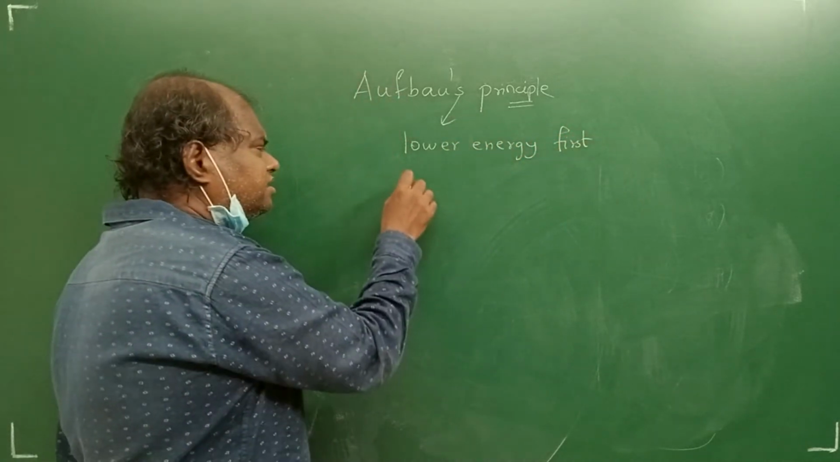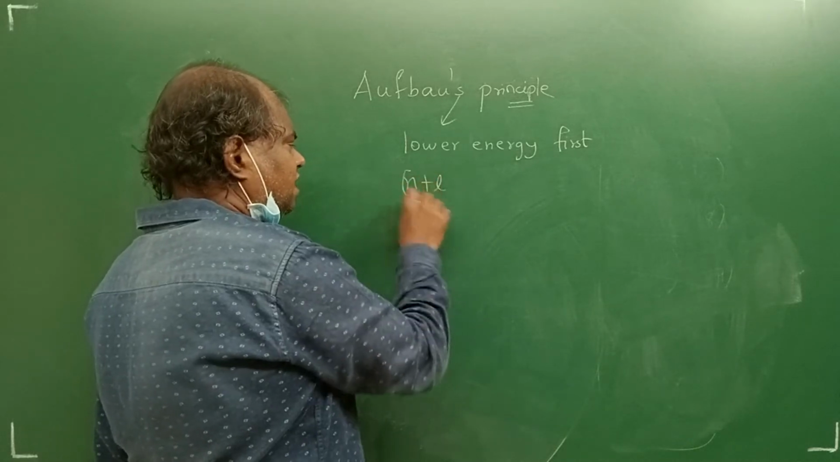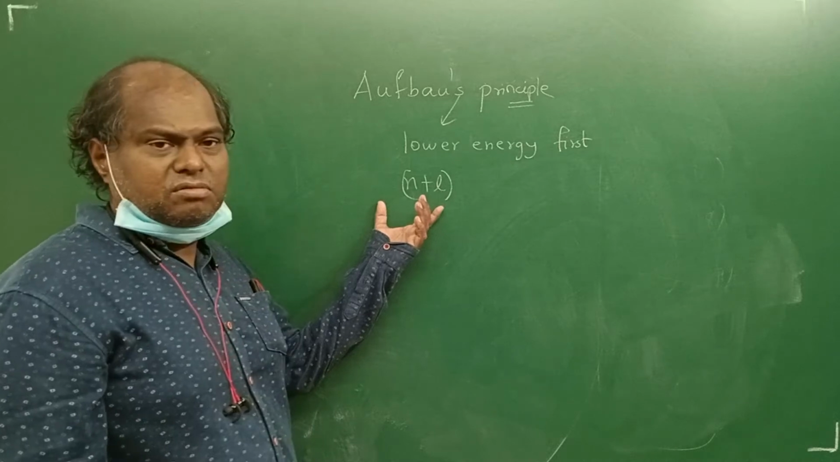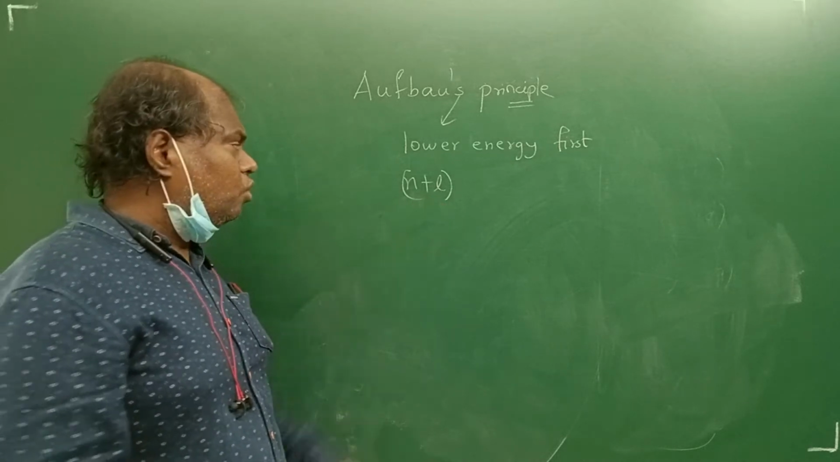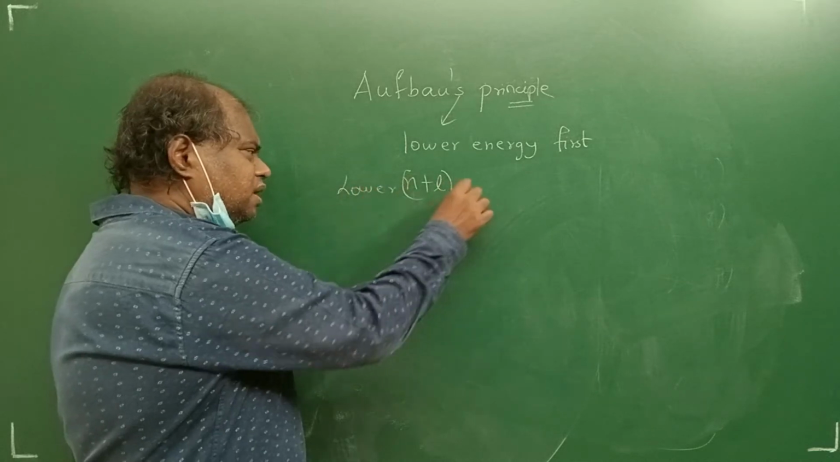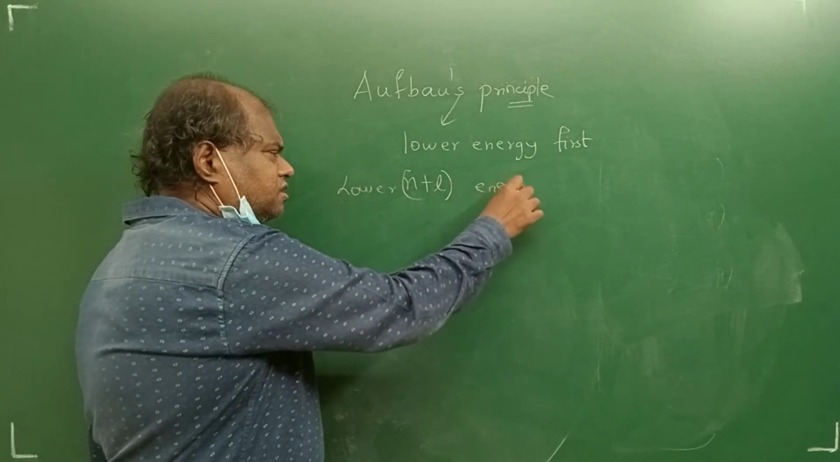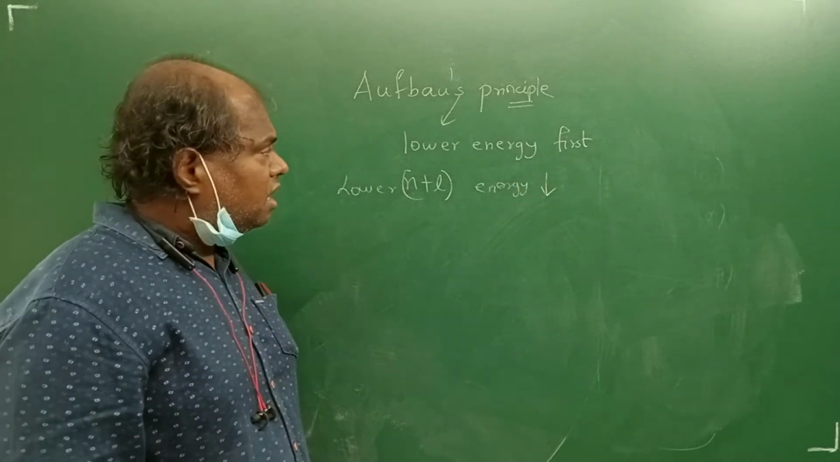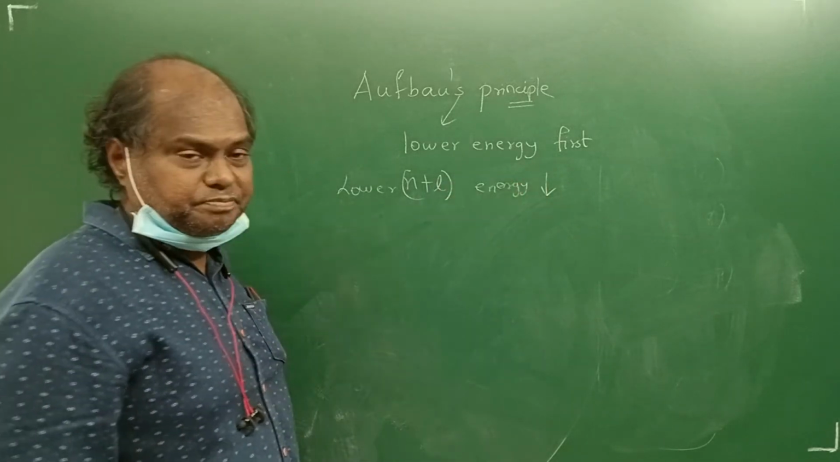Now, how do you decide the energy? N plus L. I have told you this in the Zoom class also. You take N plus L. Lower the value of N plus L, if this value is less, energy is also less. Energy will be very low. And students, you will fill that first.